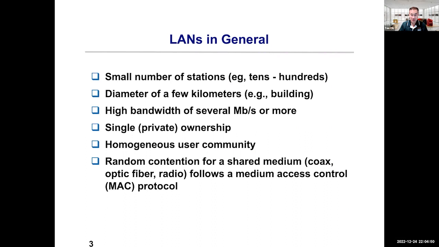Okay. And one thing about local area network is a random contention for shared medium. There is a medium. If you want to send anything or ping anything, it needs to be a contention. There is no assigned slot when you send a packet or anything like that. You randomly contend for it, fight for it, to get access to the medium, which means sending a packet using a MAC protocol.